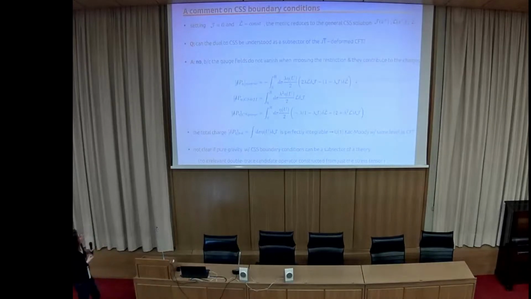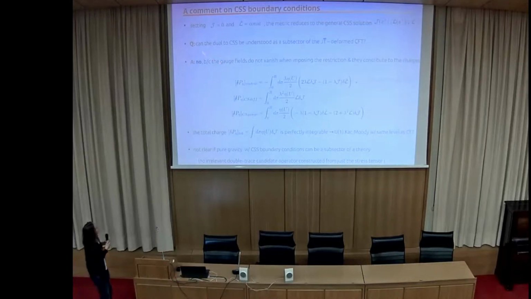And maybe I can spend 1 minute commenting on CSS boundary conditions. So as I said, say we set J bar to 0 and we take L bar to be a constant, then the metric reduces to the general Compère-Song-Strominger solution in pure gravity. And a natural question is whether the dual to CSS can be understood as a subsector of this JT bar deformed CFT. And the answer that we find is no. And the reason is because even if in this limit the metric reduces to the CSS metric, the gauge fields are not zero, and actually the gauge fields contribute to the conserved charges. So we get very different answers for the asymptotic symmetries.